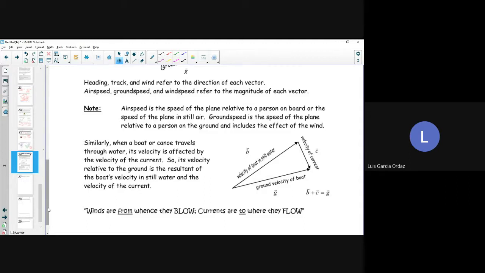So similarly, when a boat or canoe travels through water, its velocity is affected by the velocity of the currents. So its velocity relative to the ground is the resultant of the boat's velocity in still water and the velocity of the current. So we have a diagram there as well. I have my velocity of the boat in still water as vector B. My velocity of the current is represented by vector C, and the ground velocity of the boat is vector G, which means vector B plus vector C gives me vector G. So this is the saying: winds are from whence they blow, currents are to where they flow. That's just a saying to help you draw these diagrams.